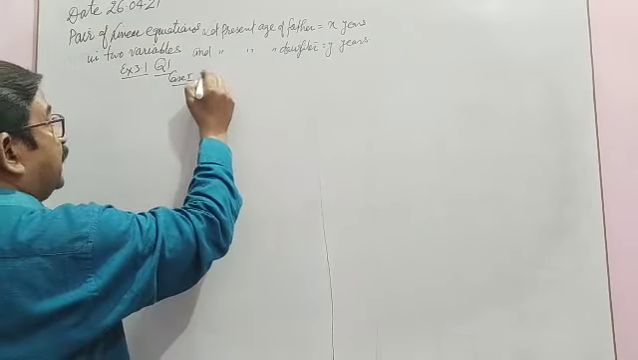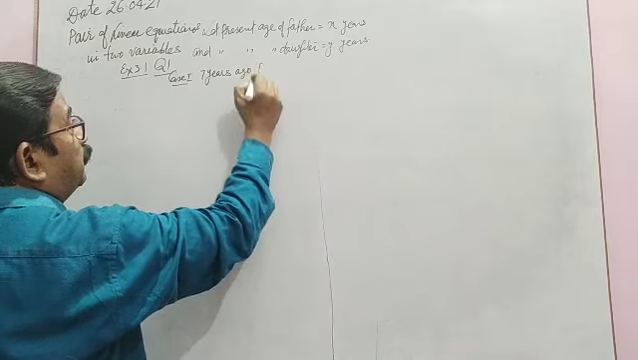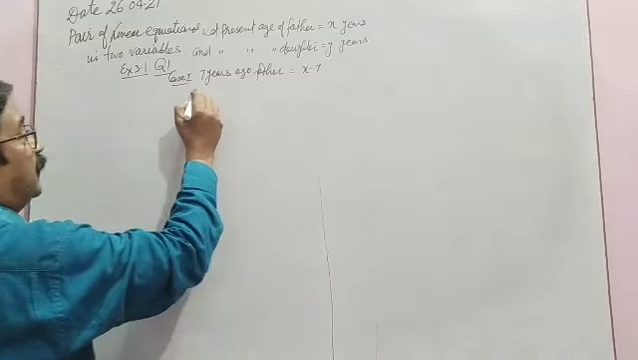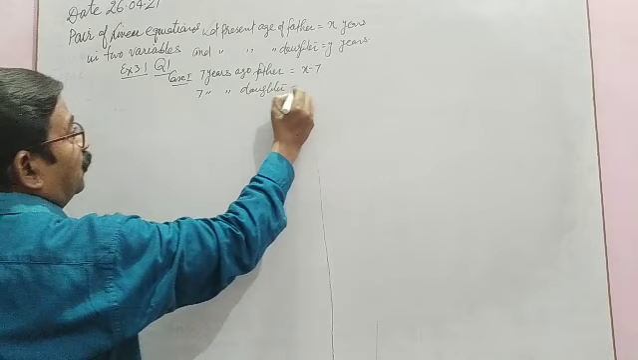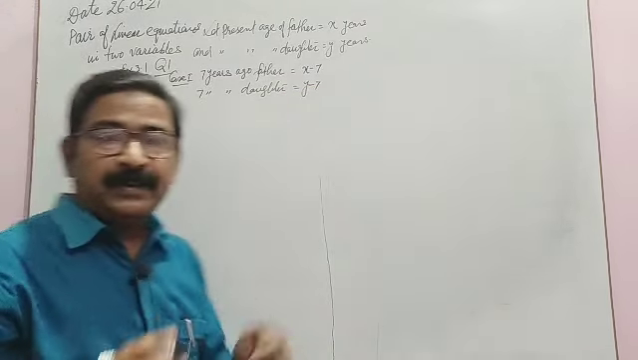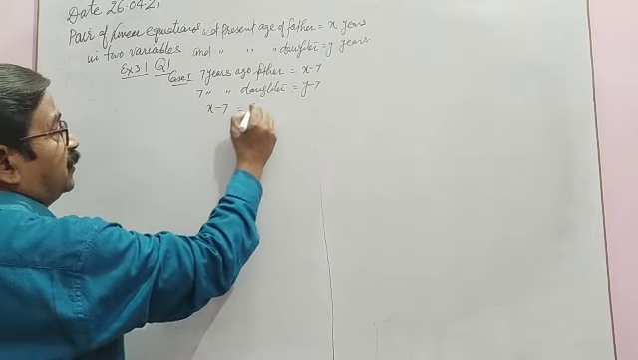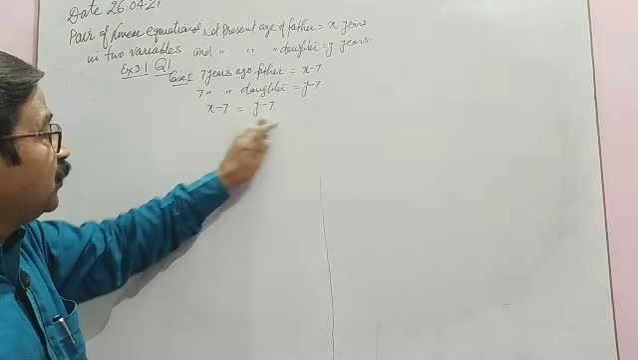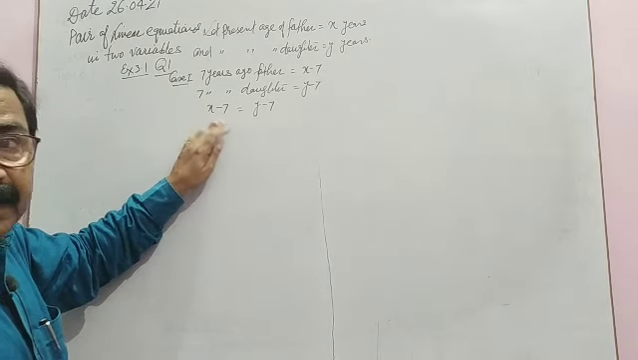So we write like this: 7 years ago father was x minus 7. 7 years ago daughter was y minus 7. Let us compare their ages. At this present age, x minus 7 is equal to y minus 7. This is father's age 7 years ago. This one is daughter's age 7 years ago. Father was 7 times. This is 7 times.